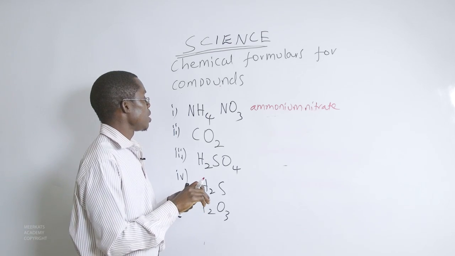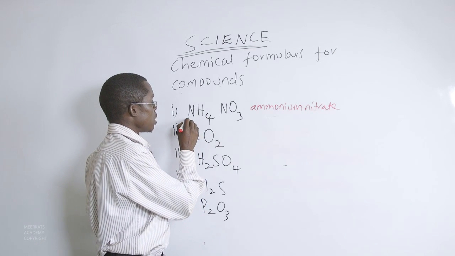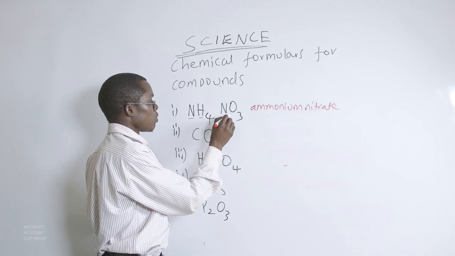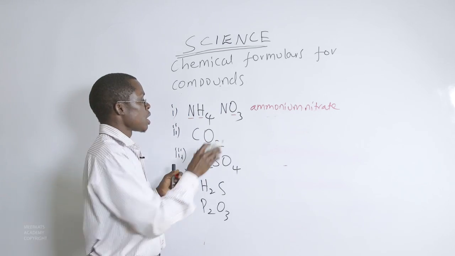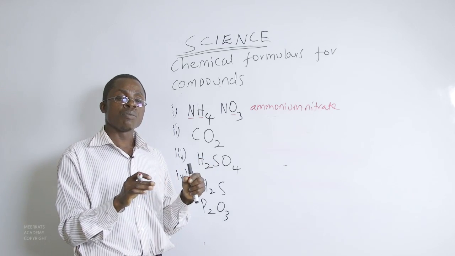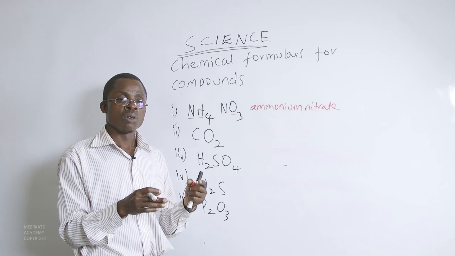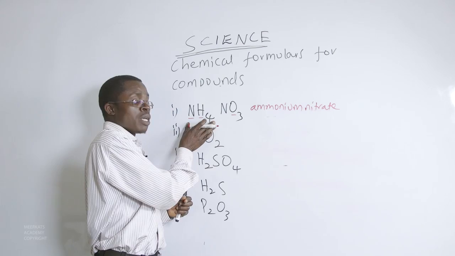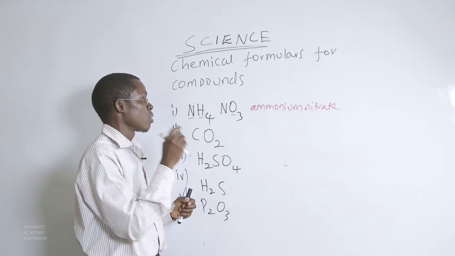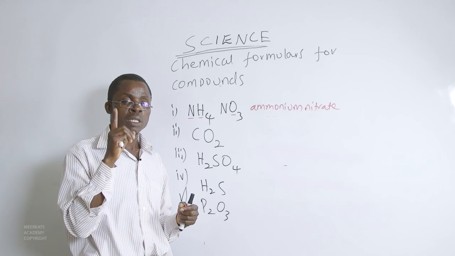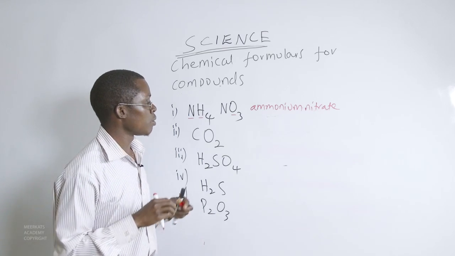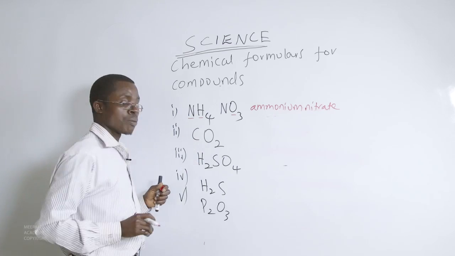It has so many elements because, as you can see, there are 3 different elements present. But these 3 are put in 2 parts: the first part being ammonium as 1 unit radical, and the second part being nitrate as 1 unit radical, giving us ammonium nitrate. Let's look at the second part.